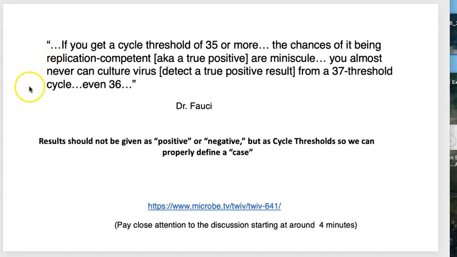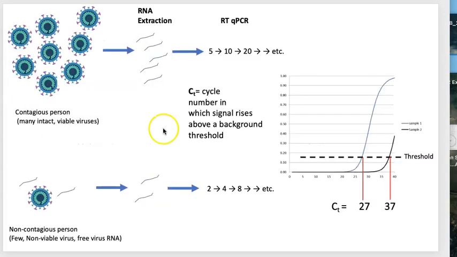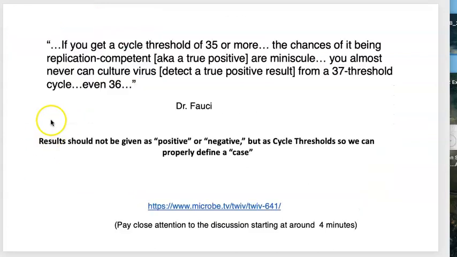Now, when you get a report from an RT-qPCR, it typically just says detected or not detected. So it doesn't tell you whether you're this person or this person. And sometimes your symptoms might, but often not. And as a result, you could be quarantined and subject to all kinds of contact tracing rules and so forth without really knowing what your CT value is.